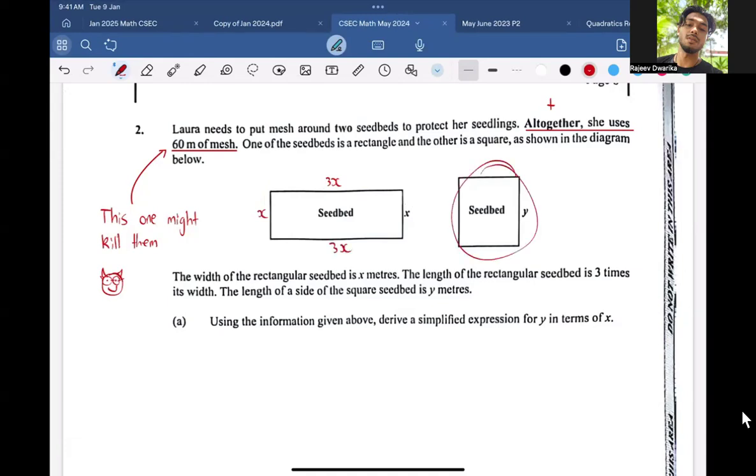And what kind of shape is this? That's a square. So what would the side be? All would be y. Why is that? Because all sides of a square are equal.